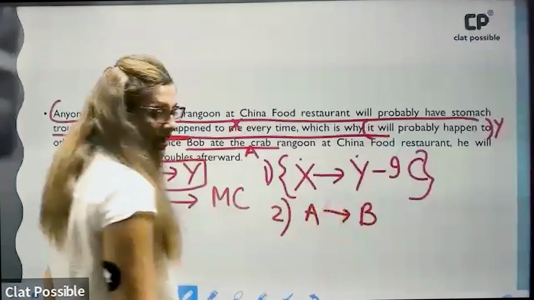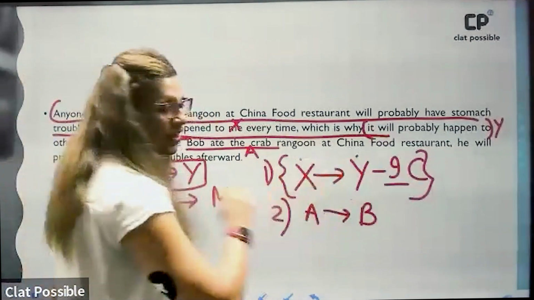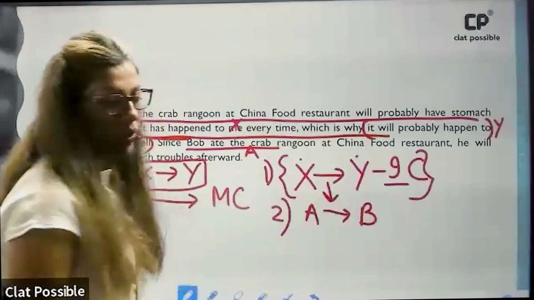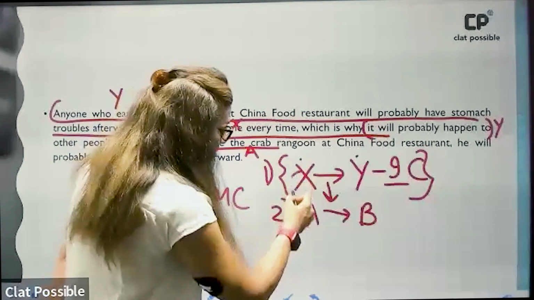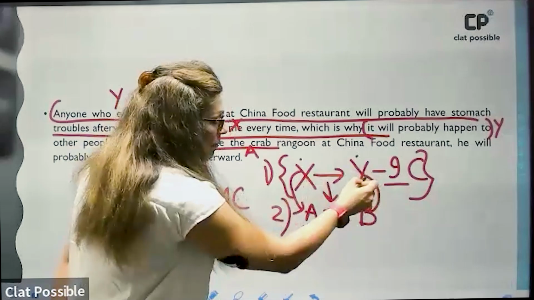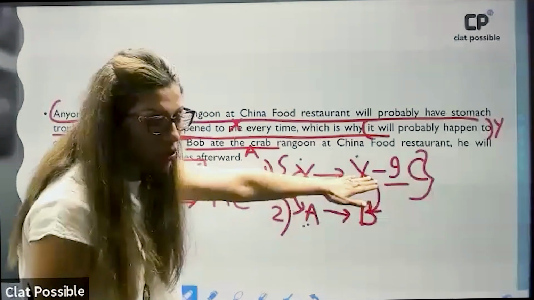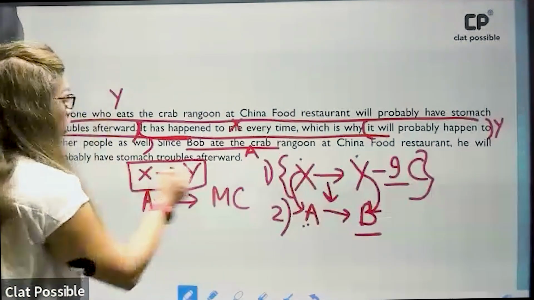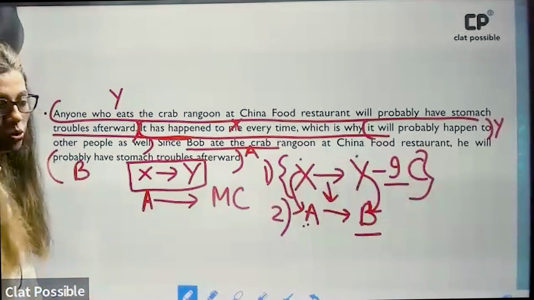Now this is a scenario where the author has given a cause and effect. The effect is the intermediate conclusion, and this cause and effect is a general rule. From this general rule, we lead to the specific cause and effect. So X mirrors A and Y mirrors B. But Y is not the main conclusion, because the main conclusion drawn is on Bob. So he will also have a stomach ache. This is B. B is the main conclusion.